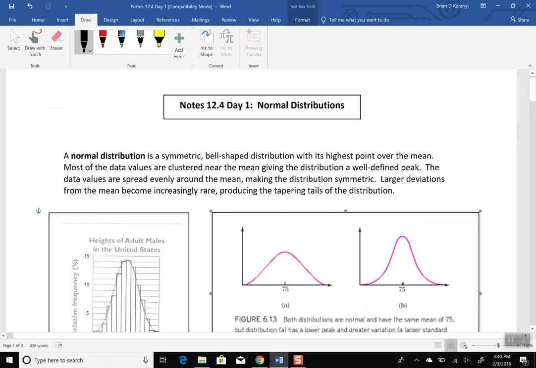Some key characteristics of the normal distribution: it's symmetric. It's a bell shape, so it looks kind of like a bell, with its highest point over the mean or the average. So everything's centered around this average. When we say deviations, deviations means how far are you from the mean? How far are you from the center? So the bigger the deviation, the further away, whether you're deviating above the mean, to the right of the graph, or below the mean. The bigger the deviation, the farther away you are from the center.